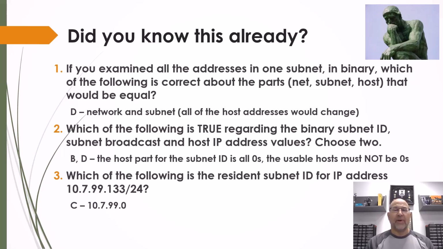Number 2, which of the following is true regarding the binary subnet ID, subnet broadcast, and the host IP address values? Choose 2. Well, now we know the answer to this question, right? If we're talking about the subnet ID, we know that the host portion is going to be all zeros. And if we're talking about host IP addresses, they must not be all zeros.